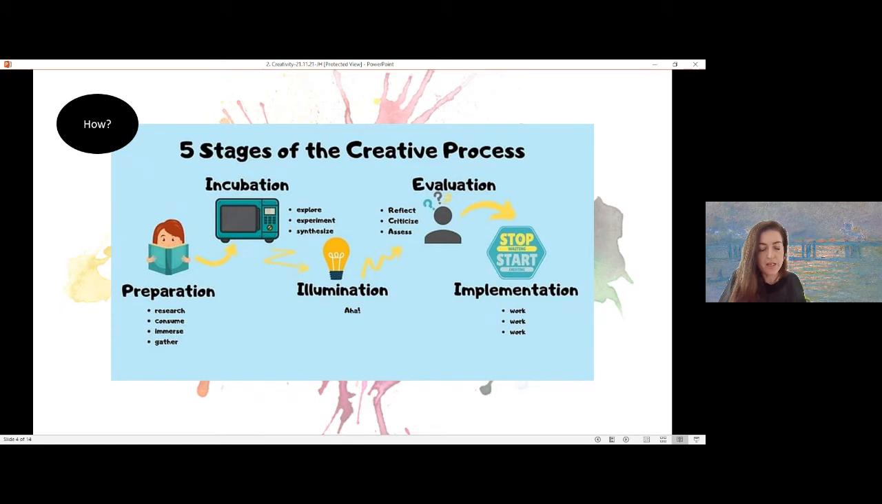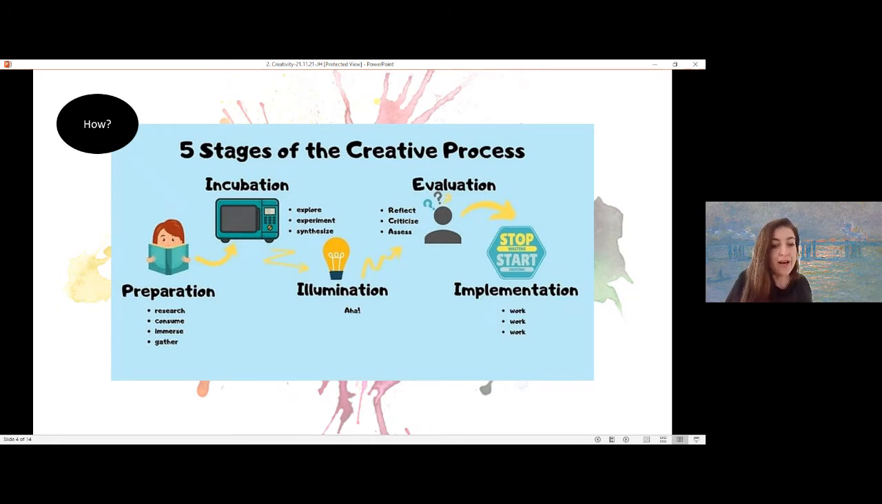You have to come up with an idea. So it's really important to research, put yourself into the world of whatever it is that you need to come up with an idea for. So research, consume, immerse, and gather. Gather all of the information, see what's already out there, so that you're informed in making your decision and coming up with your idea. The next one is incubation.